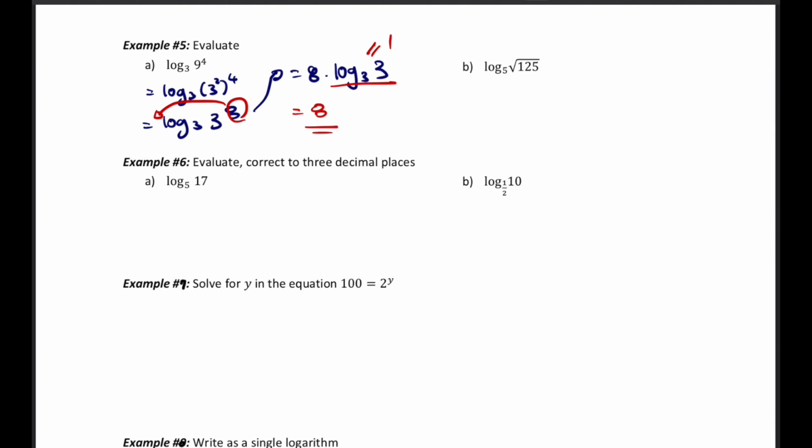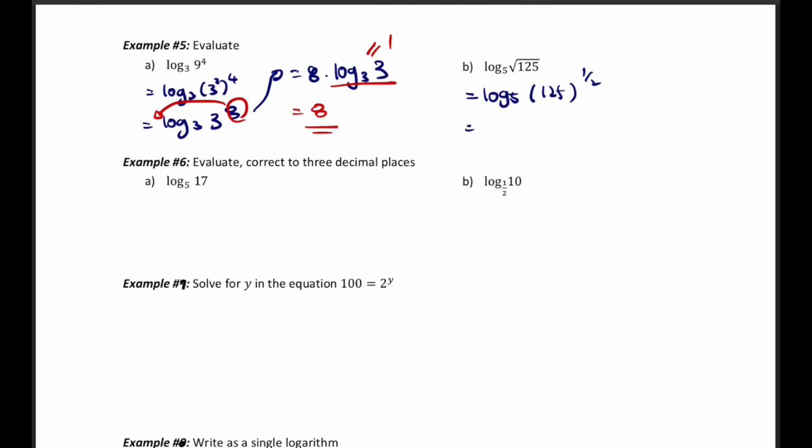For question B, we have log base 5 of the square root of 125, right? For this question, let's try to get rid of this square root because it's annoying. So let's get rid of the square root first for this case, okay? We can change the square root format to an exponent form. So it means square root of 125 becomes 125 to the power of 1 over 2.